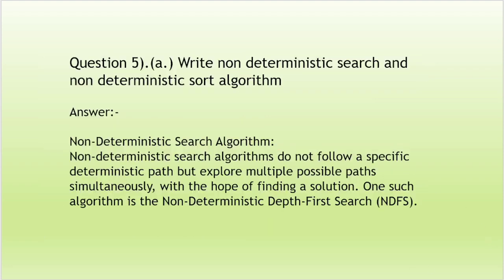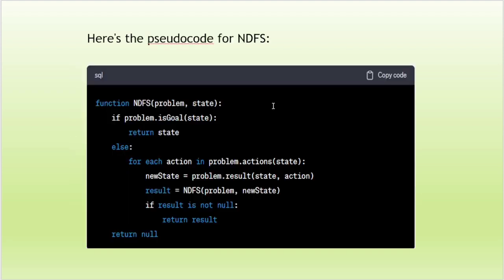Question number 5. Write non-deterministic search and non-deterministic sort algorithms. The answer: non-deterministic search algorithm. Non-deterministic search algorithms do not follow a specific deterministic path but explore multiple possible paths simultaneously with the hope of finding a solution. One such algorithm is non-deterministic depth first search, NDFS. There is a code for NDFS. Here's the pseudocode for this.